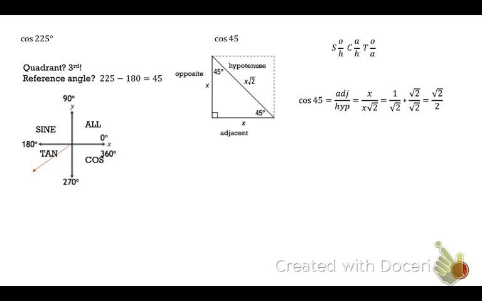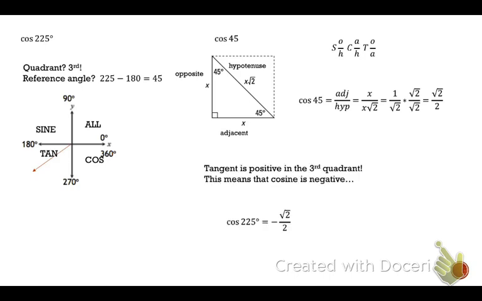I need to figure out what cosine of 225 is. I just need to figure out the sign. So All Students Take Calculus. Tangent is positive in the third quadrant, which means cosine is negative. So cosine of 225 is negative square root of 2 over 2.